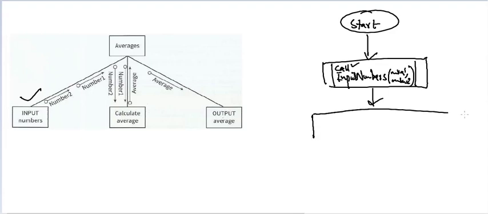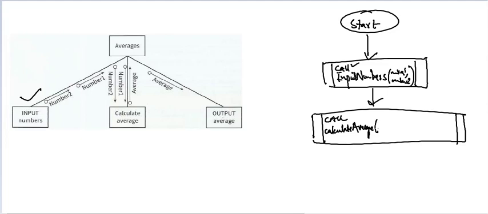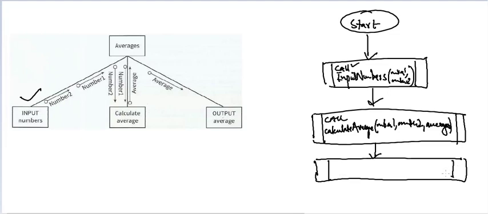The second call, let me just use a bigger rectangle so I have space to write, would be to call calculate average, right? That's the second procedure being called, and this has three parameters: number 1, number 2, and average. Don't mind my writing, I hope you just understand what I'm doing here, okay? And then finally, the third procedure gets called, call output average, and we're just passing one parameter, average in this case, and then this ends, right? So that's a simple flowchart that has been drawn using this structure chart diagram.